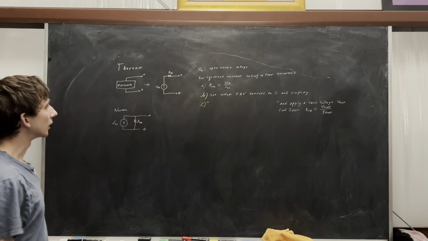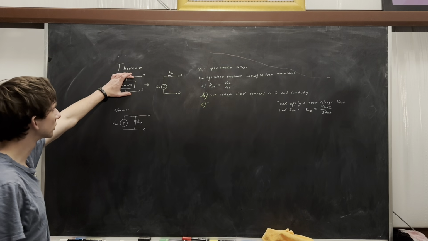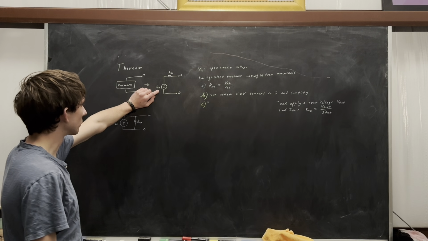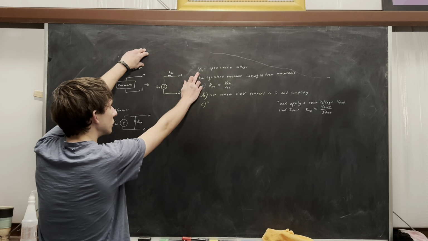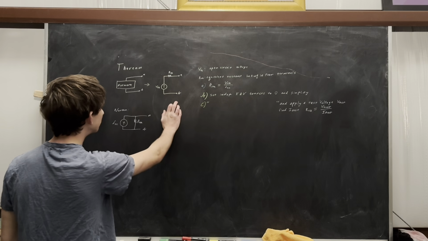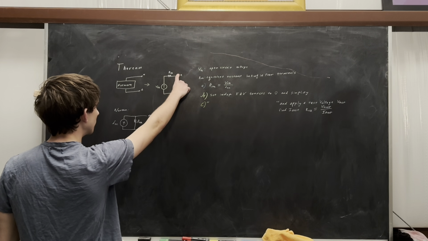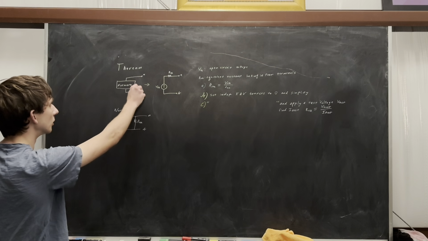Right here I've just got a quick review on Thevenin. So you've got your network with two terminals. You can turn that into a voltage source in series with a resistor. The Thevenin voltage is just the open circuit voltage, so whatever voltage is between these two points on your network when there's no load.